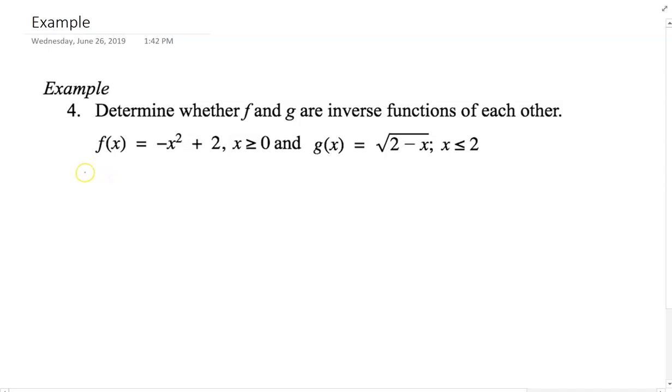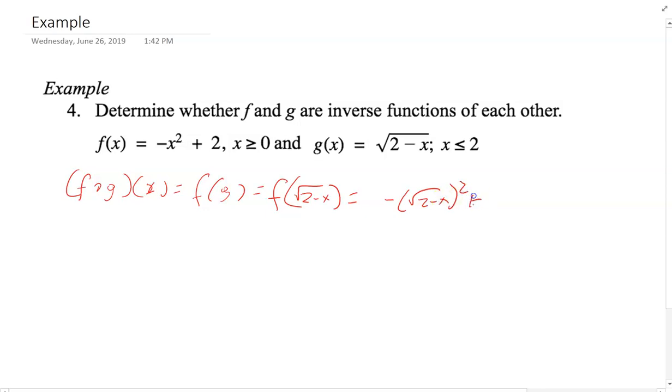So let's do f o g of x. F o g of x would be the f of the g of x, which should be the f of radical 2 minus x, which should be equal to negative of radical 2 minus x squared plus 2, and so that was going to be equal to negative 2 minus x plus 2, and that's equal to x.